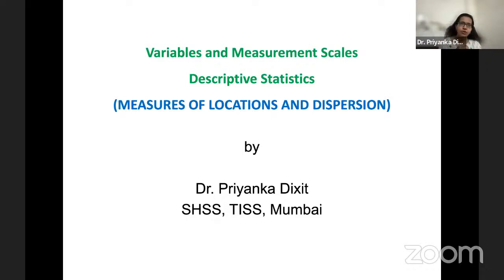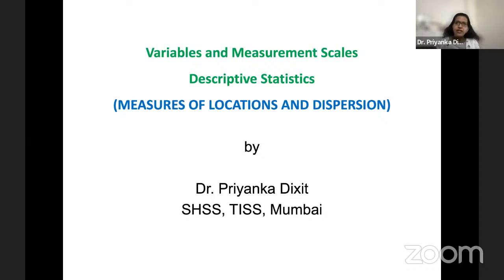Now what can I do? First, suppose I have the resources, I have the money. I can collect information from all the Mumbai residents and then calculate the proportion. Hypothetically, if the total population of Mumbai is, let's say, 10 lakh, I should collect information from 10 lakh individuals, measure their obesity according to some standard scale, and then I can find out what proportion of the population is obese.